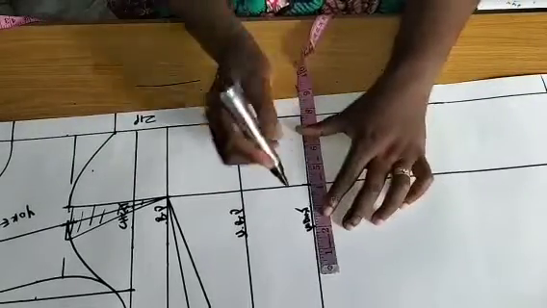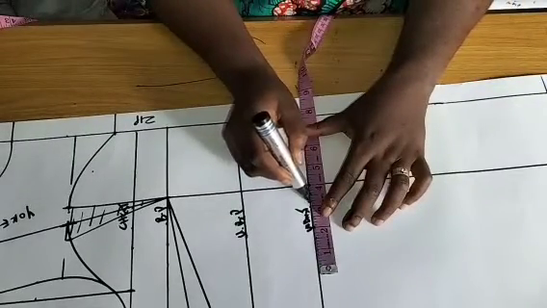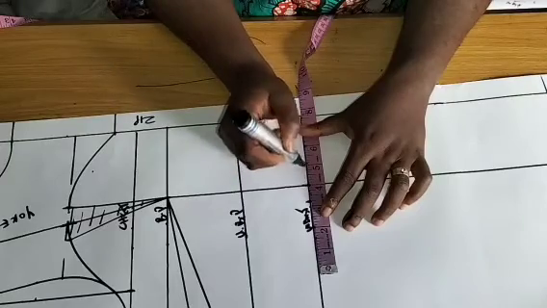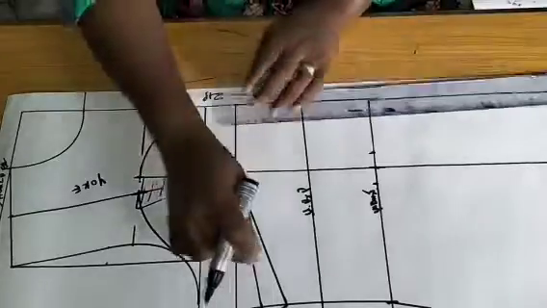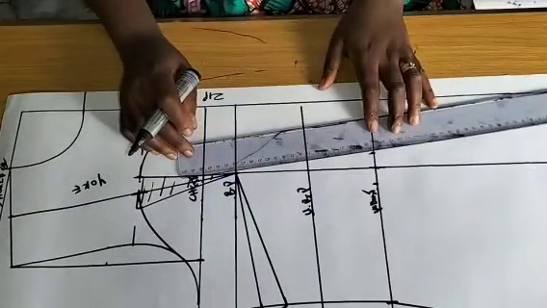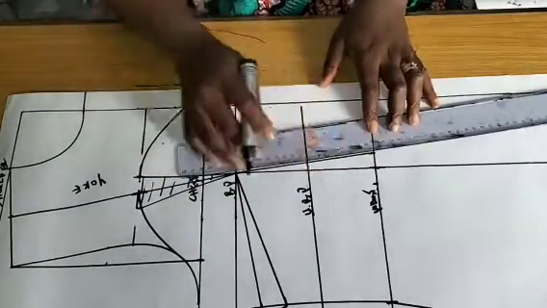So the waist dart I'm working with here is 1.5. That is 0.75 here, 0.75 here. So that's the first thing you do even before your bust dart. So we forgot to do that, and that is what I'm doing now.